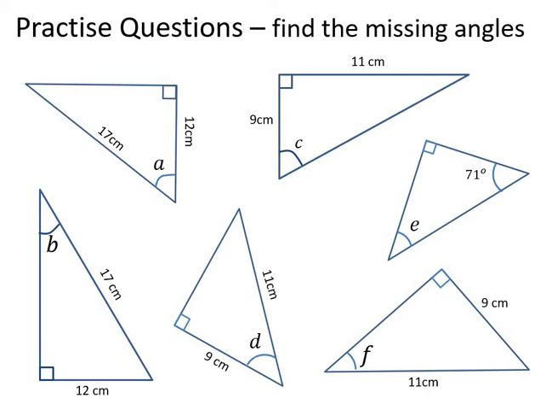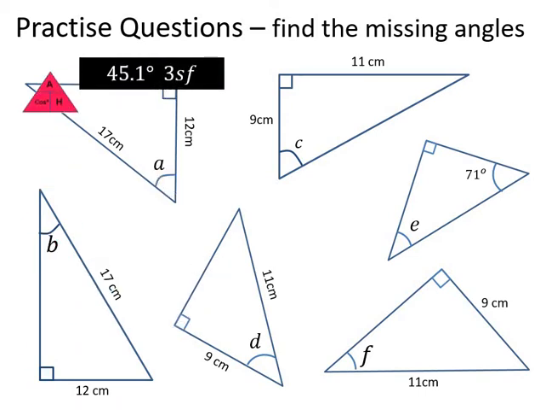Okay, so you should have had a go at these 6 questions now. So I'm just going to go through what ratio you should have used to solve, and then what the answer should have been. So for this first one, I can see I've got the hypotenuse and I've got the adjacent. So I'm using the cosine ratio, and my angle ends up being 45.1 degrees, rounded to 3 significant figures.